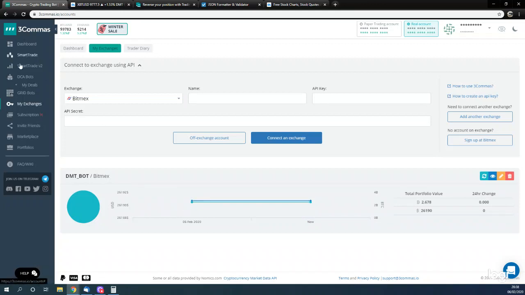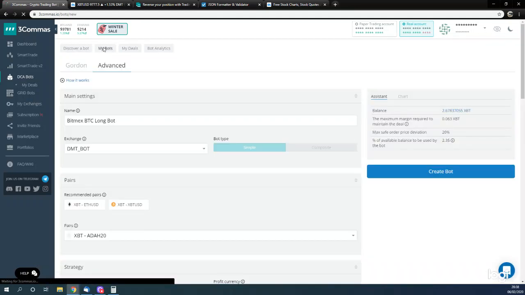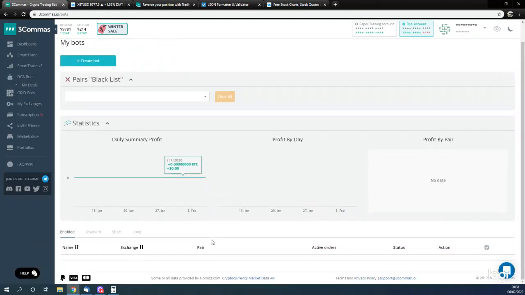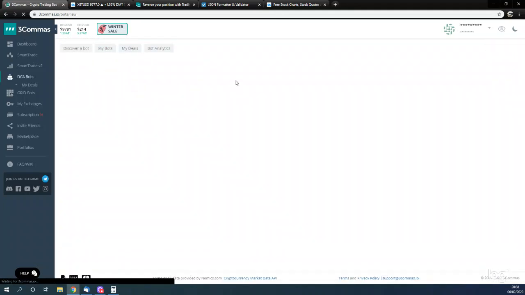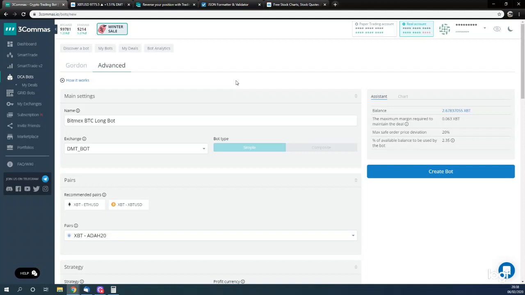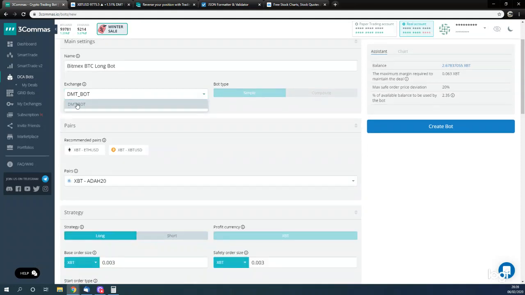So we've got that. Now we need to create a bot. So we're going to go onto My Bots. I don't have any bots, obviously, because I just set this up for this. Click create a bot, create bot. This is the name of this bot, Bitmex BTC long bot. So this will be a bot that buys and goes long of the market. The exchange, this is the exchange we've got connected. That's what it's called, DMT bot.